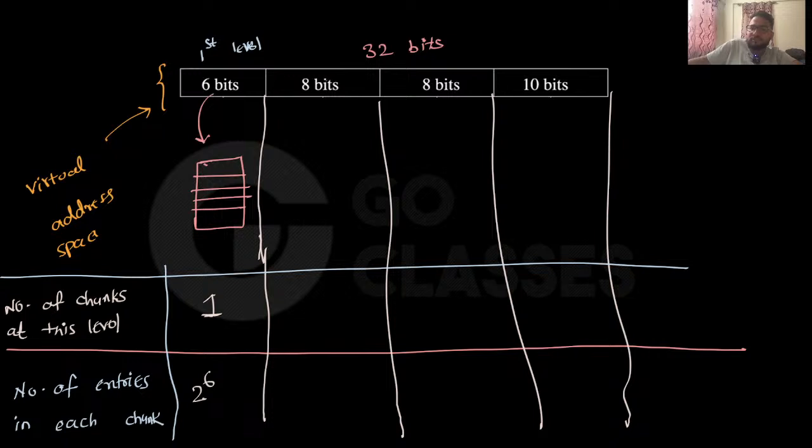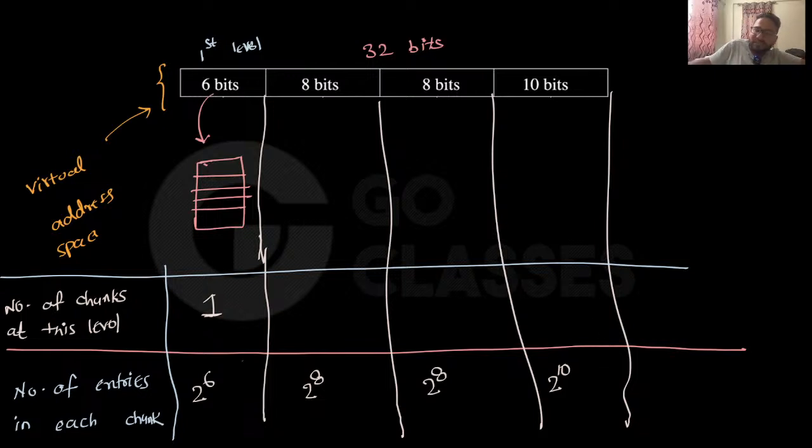This 8 represents that the number of entries in each chunk is 2 power 8 entries. This 8 represents 2 power 8 entries. This 10 represents 2 power 10 entries. But at the last level, each entry has just 1 byte. So you can also say 2 power 10 bytes, right?